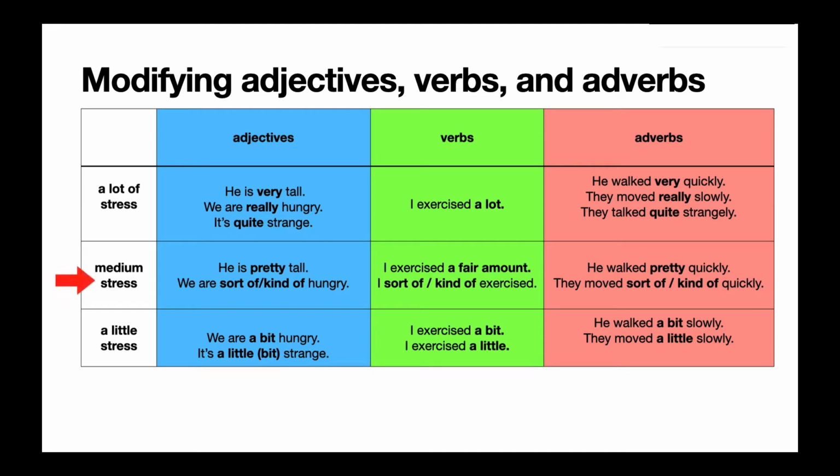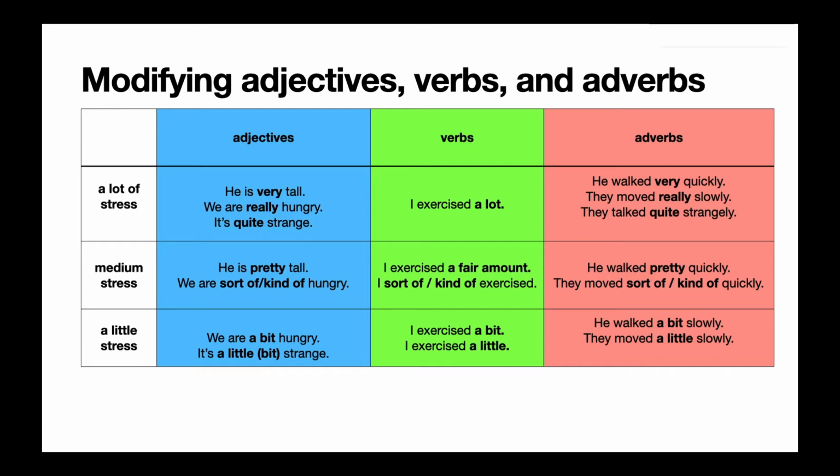Next, let's talk about medium stress. So go back to our adjective column, and we can see how we can say something is just a medium amount more. So not really a lot, but just medium. He is pretty tall, or we are sort of or kind of hungry. In the verbs, we would say I exercised a fair amount, or I sort of, or I kind of exercised. And again, the adverbs are the same as the adjectives. He walked pretty quickly, or they moved sort of or kind of quickly.